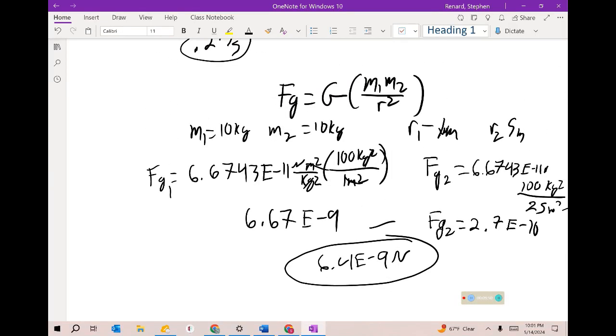Basically, we just figured out what the gravitational pull between them was at 1 meter and 5 meters. Clearly, it's going to be stronger at 1 meter than it is at 5 meters. And that just shows you how big of an impact distance can have.